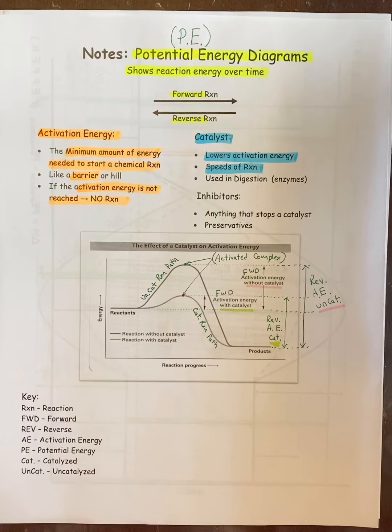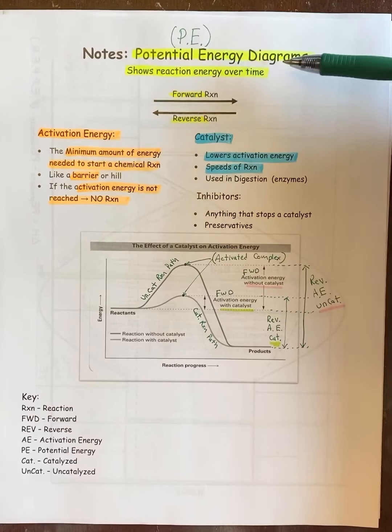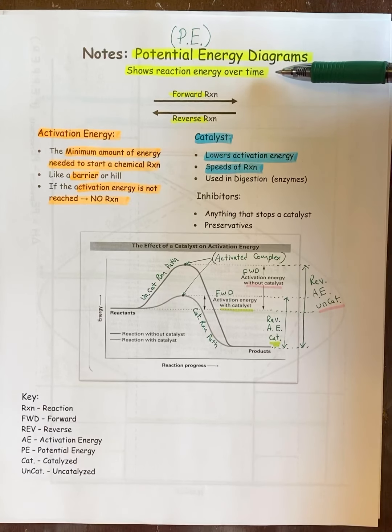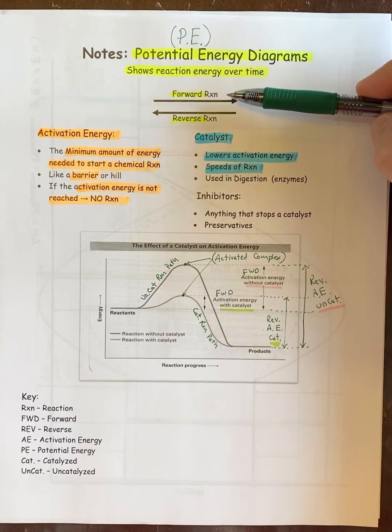This lesson is going to be on potential energy diagrams, which is often abbreviated as PE diagrams. Now, what they do is they actually show the energy of the chemical reaction over time. There's a couple vocabulary words we need to talk about before we get started, and then I'll show you how to do the graphs. The forward reaction goes this way, the way we read, left to right.